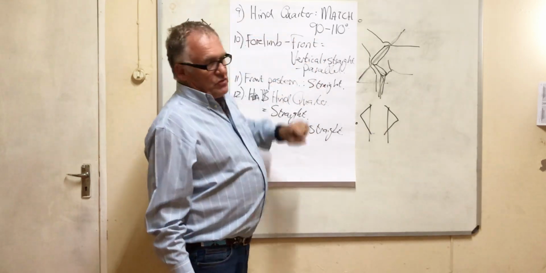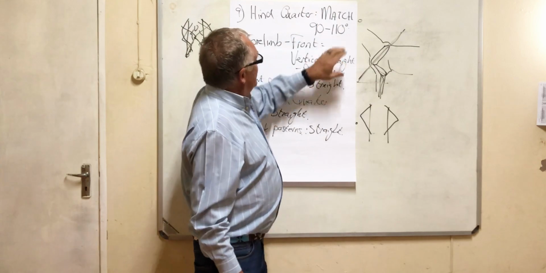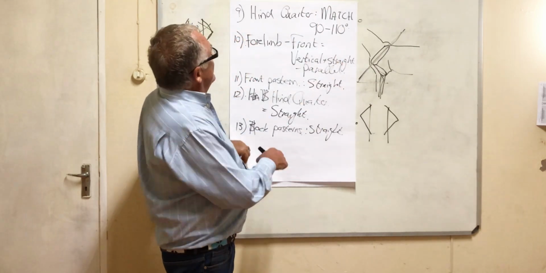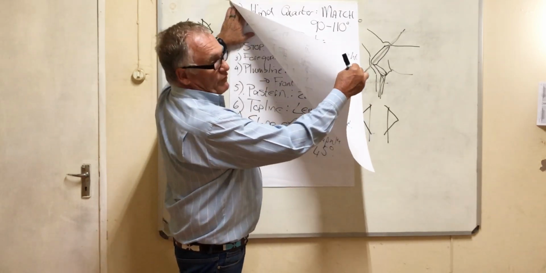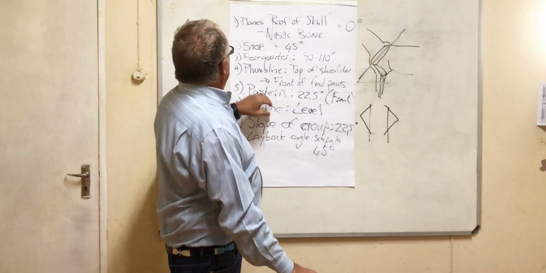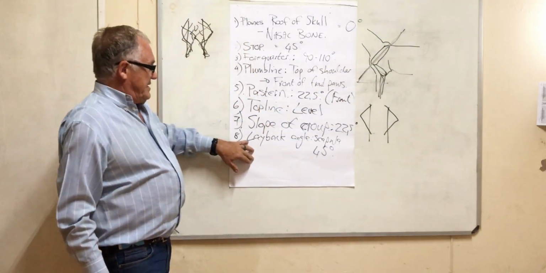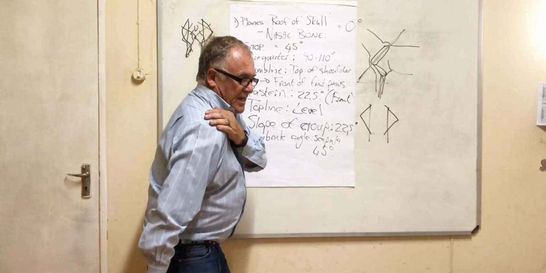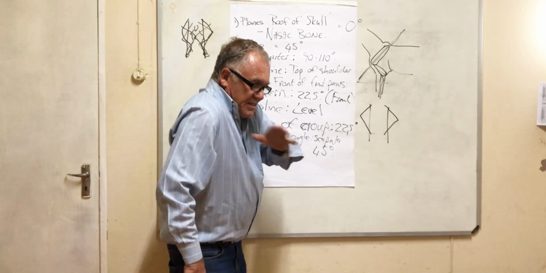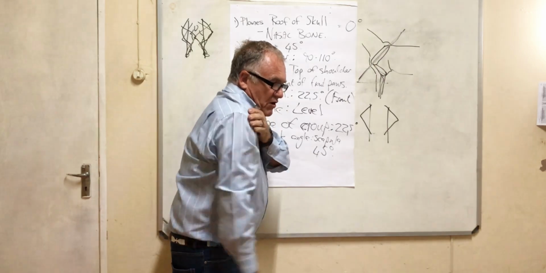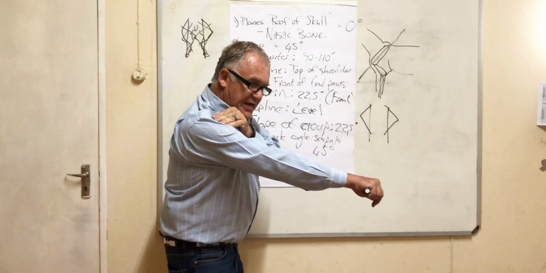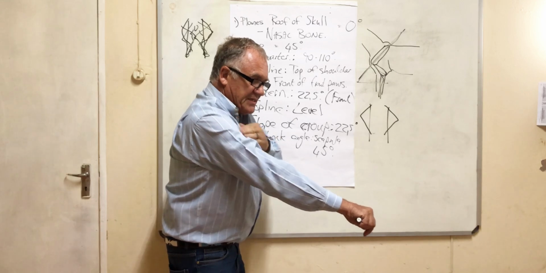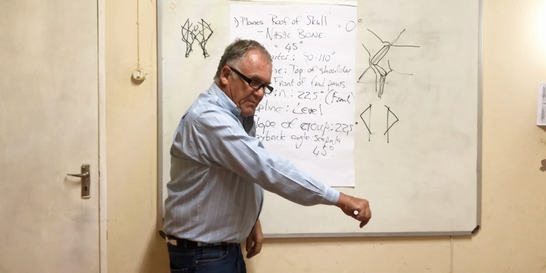Number 9, the hindquarter. It must match the front quarter and it must be 90 to 110 degrees, but there's a full video on that. Right, let's go down to number 8. The layback angle of the scapula, 45 degrees. That rules how far the dog can put his leg forward when he's running. 45 degrees is seen as the optimum, right?